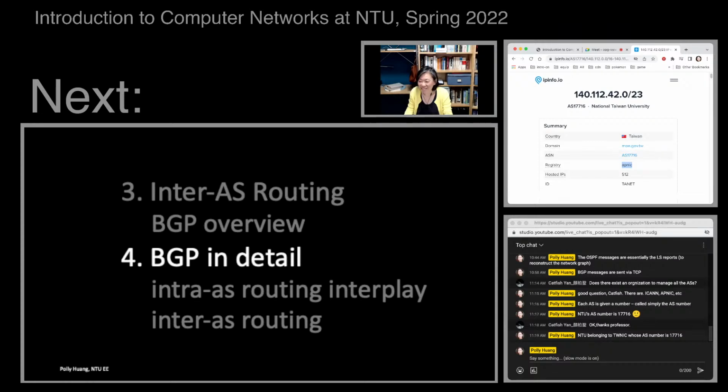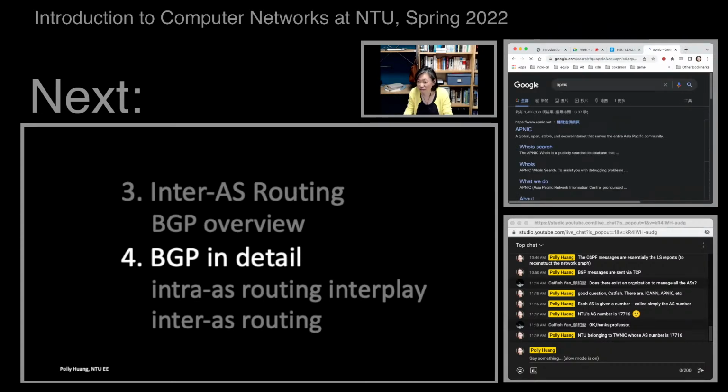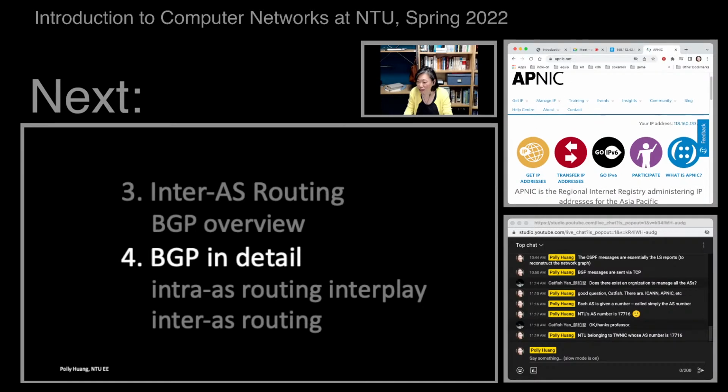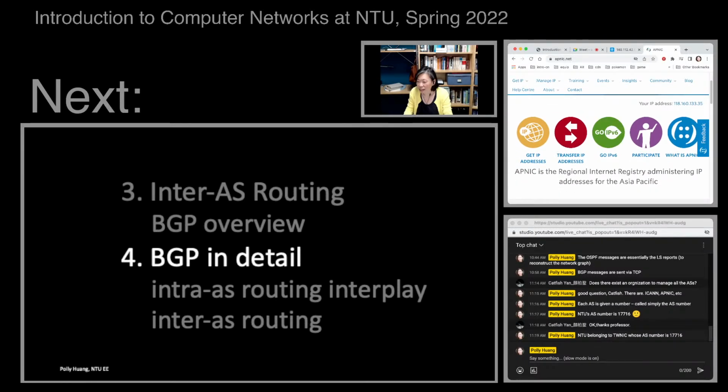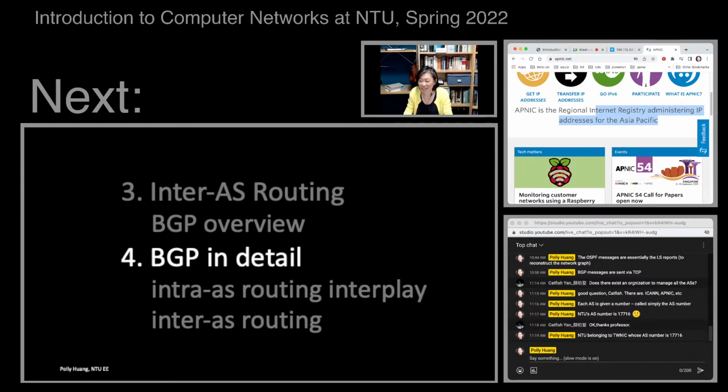To get this number, you register with this organization, APNIC, Asia Pacific Network something something. Well, maybe I should look it up to find exactly what it is. It's the Asia Pacific Internet Registry, administrating IP addresses for Asia Pacific. All right, so that's the idea. The stuff we were talking about on the slides is for real.